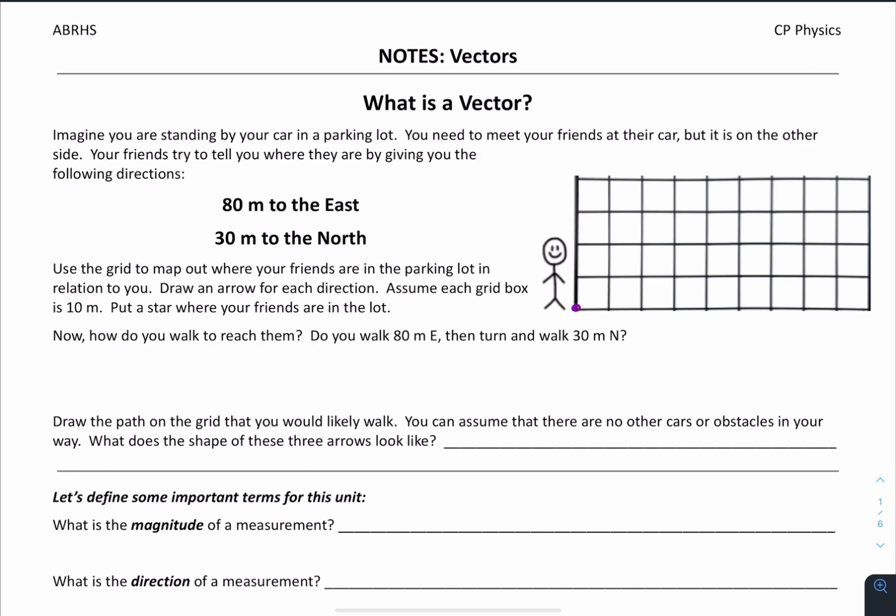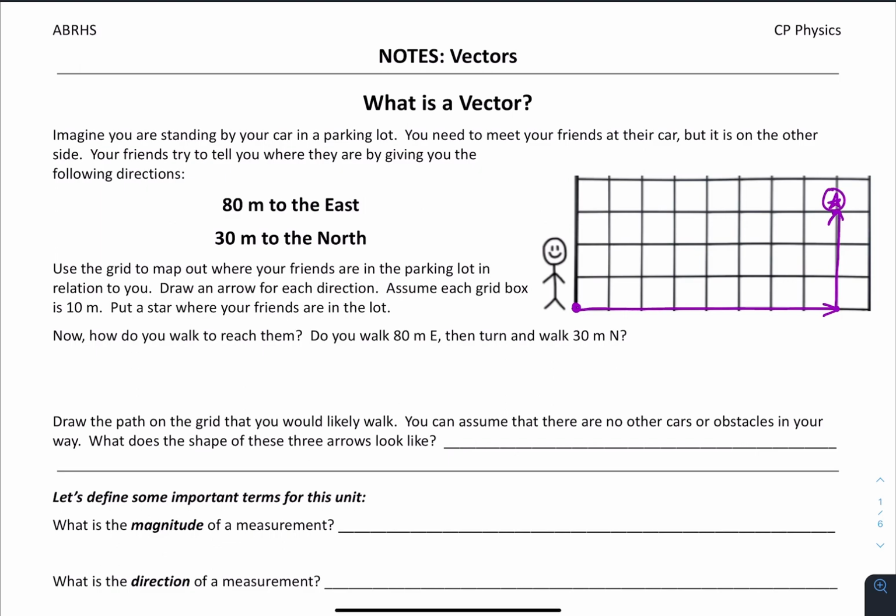All right, so we are here. And if we count over 1, 2, 3, 4, 5, 6, 7, 8, and then draw our arrow, we are going to cover this distance to the east. We're then going to go to the north and we're going to travel 30 meters. So 1, 2, 3. So that's going to end here. And we're going to go up and end right there. So that ideally is where our friends are.